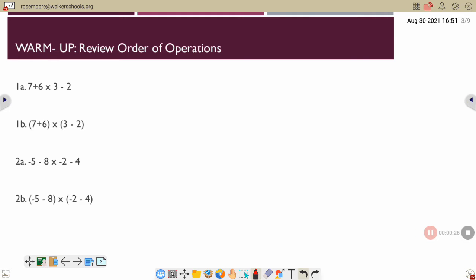So remember, that is what we sometimes refer to as PEMDAS. Parentheses, exponent, multiply, divide, add, and subtract. So take a moment now to pause and try the warm-up on your own.